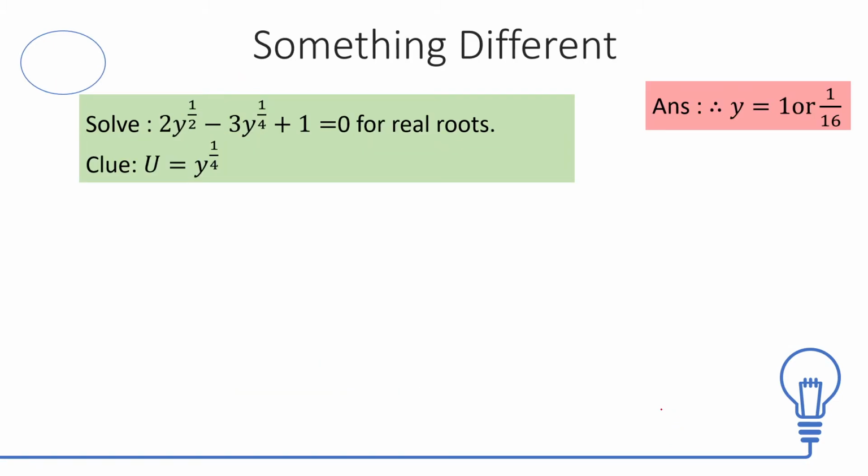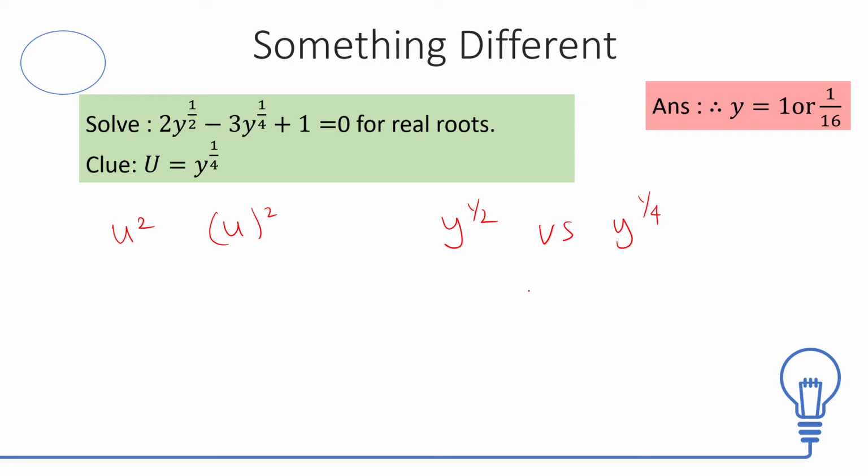Okay, this one is something different. I just want to let you know why certain times I don't like fractions. Because when you have a u squared versus u, I can just say that this one is squared. But now we have a y power half versus y power 1 over 4.